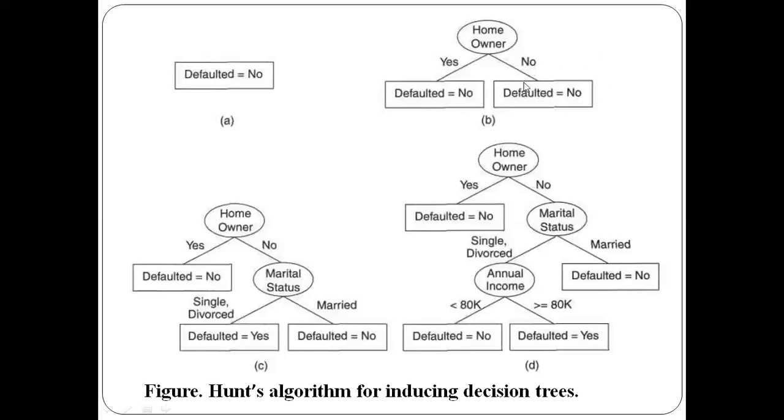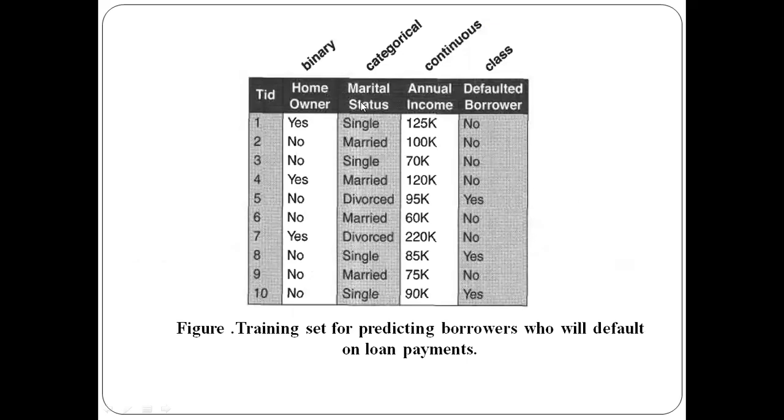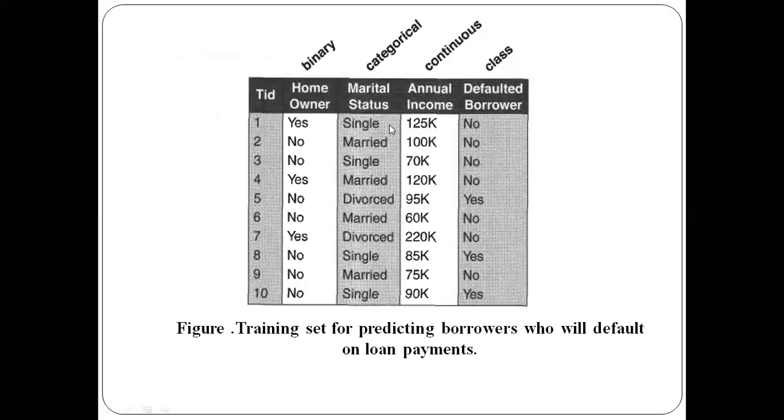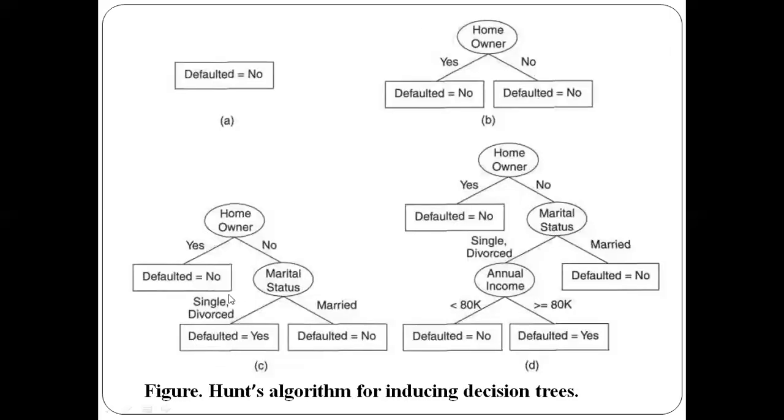We need to refine again by choosing one more test condition. So the next test condition we will be choosing here is marital status. If you observe here, the people who are single and divorced have not paid the loan on time, or they have cheated the bank. For them, we have assigned the class label as this, that is, for the people whose marital status is single and divorced, they have not paid the loan on time.